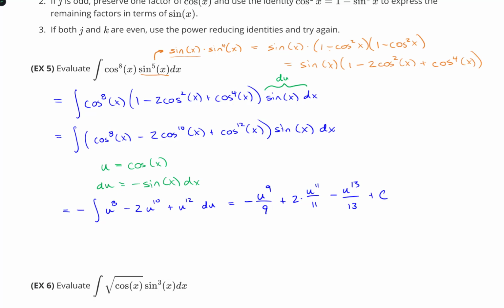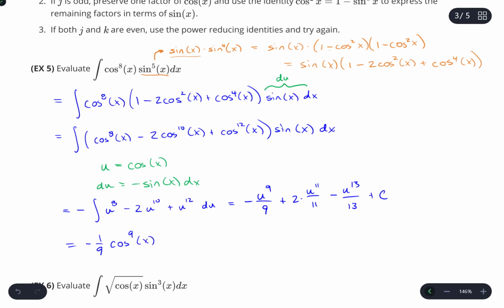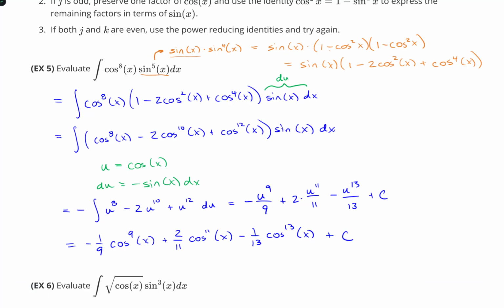And then, at this point, I'm all finished. I just need to simplify a little bit with coefficients and go back to what the value of u is. So I'll write this as negative 1/9 cosine to the 9th of x plus 2/11 cosine to the 11th x minus 1/13 cosine to the 13th of x plus c. And there we have it.